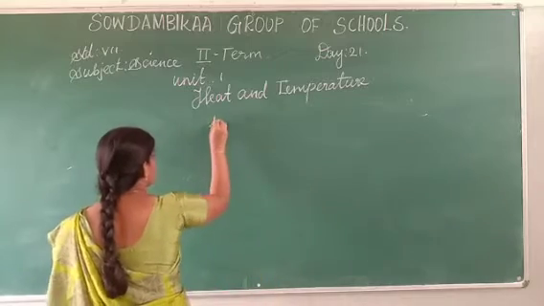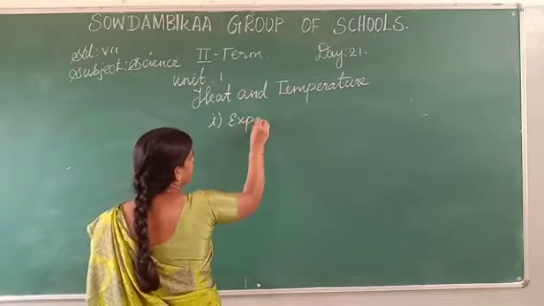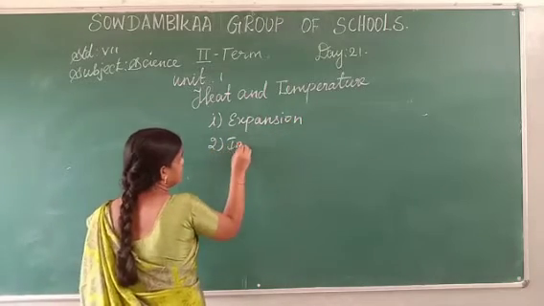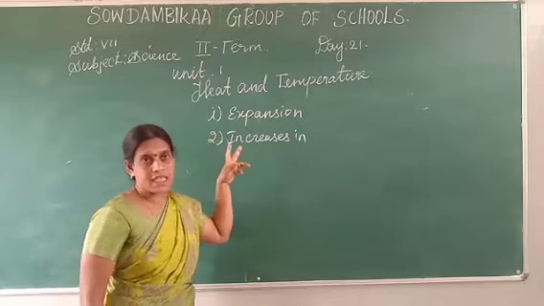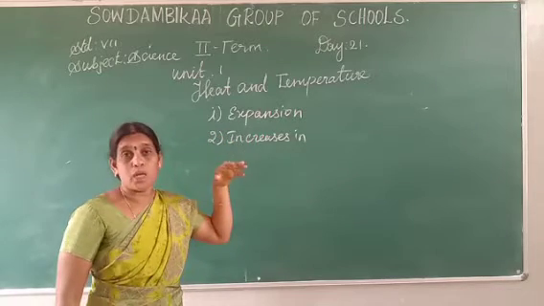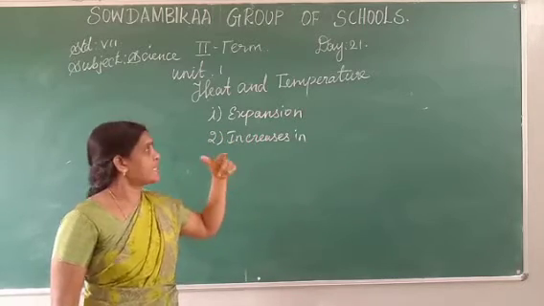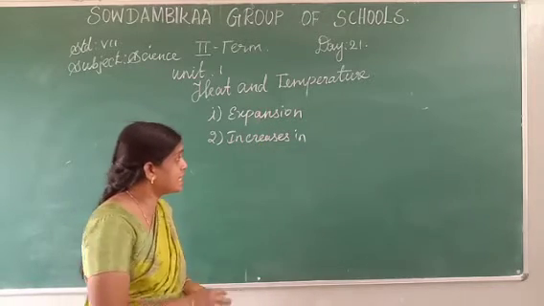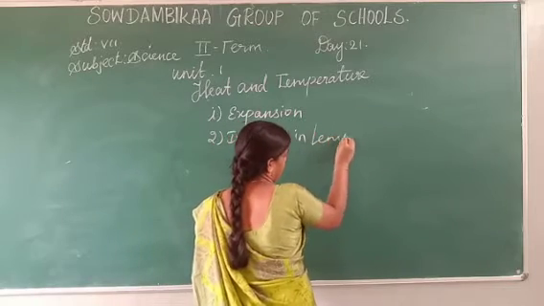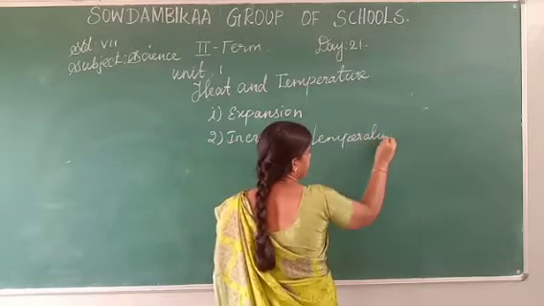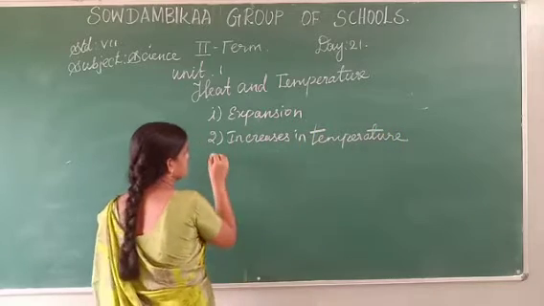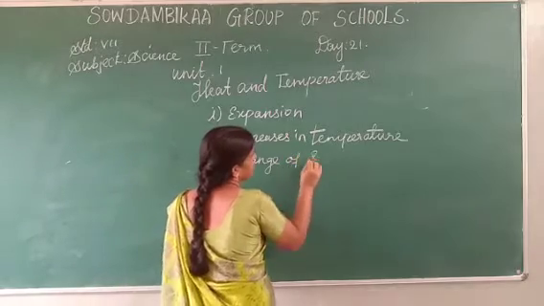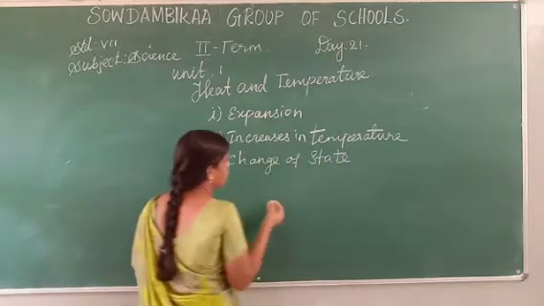First one is expansion. The second one is increase in temperature. Effects of heat. Okay. When you supply heat to the object, three changes happen there. The third one is change of state.